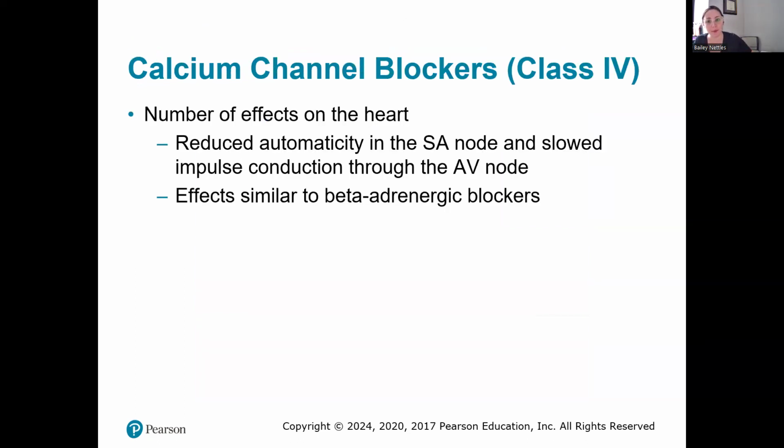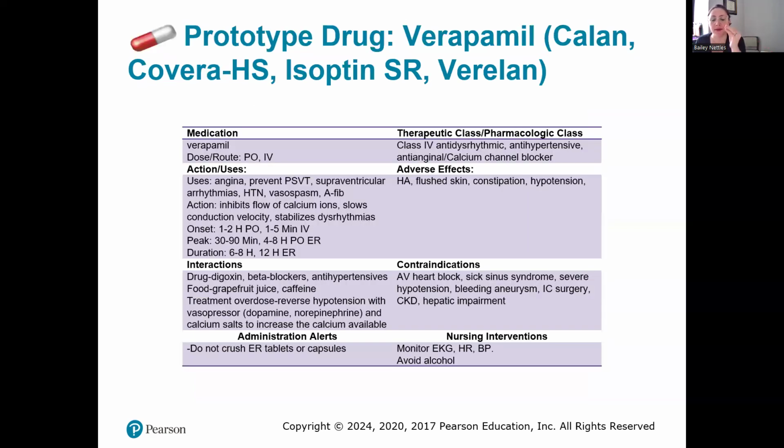We know about those as well. They reduce the automaticity of the SA node and slow the impulse conduction through the AV node, similar to the beta blockers. Verapamil is the one we're going to talk about. So this is a calcium channel blocker, it inhibits the flow of calcium ions. Remember, calcium makes your heart contract. So it slows the conduction velocity, stabilizes dysrhythmias.